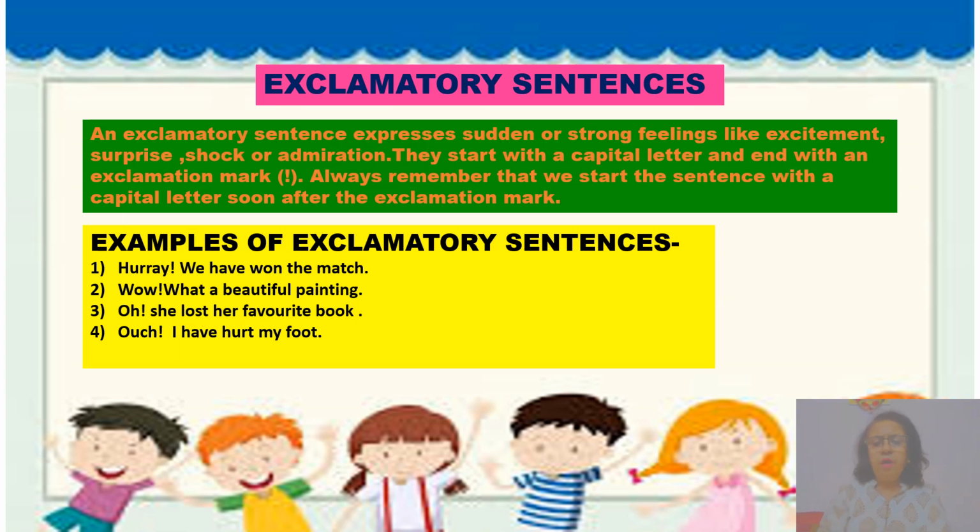So now children, a quick revision of what is a sentence. A sentence is a group of words put together to make some sense. It starts with a capital letter and it ends with a full stop. Then there are 4 kinds of sentences: statement, imperative, interrogative, and exclamatory. Remember to put the correct punctuation marks after every kind of sentence that you write.